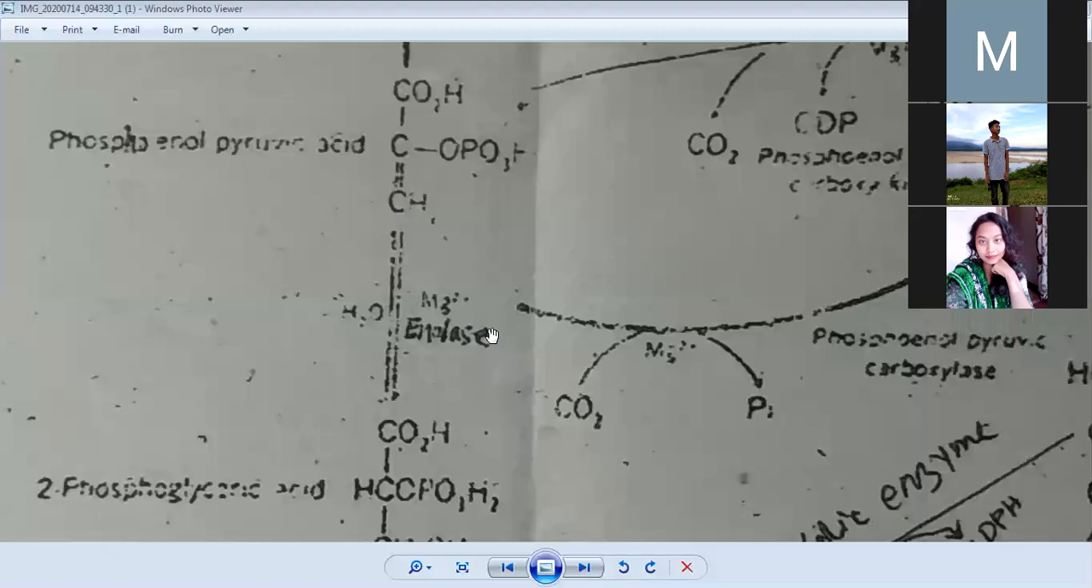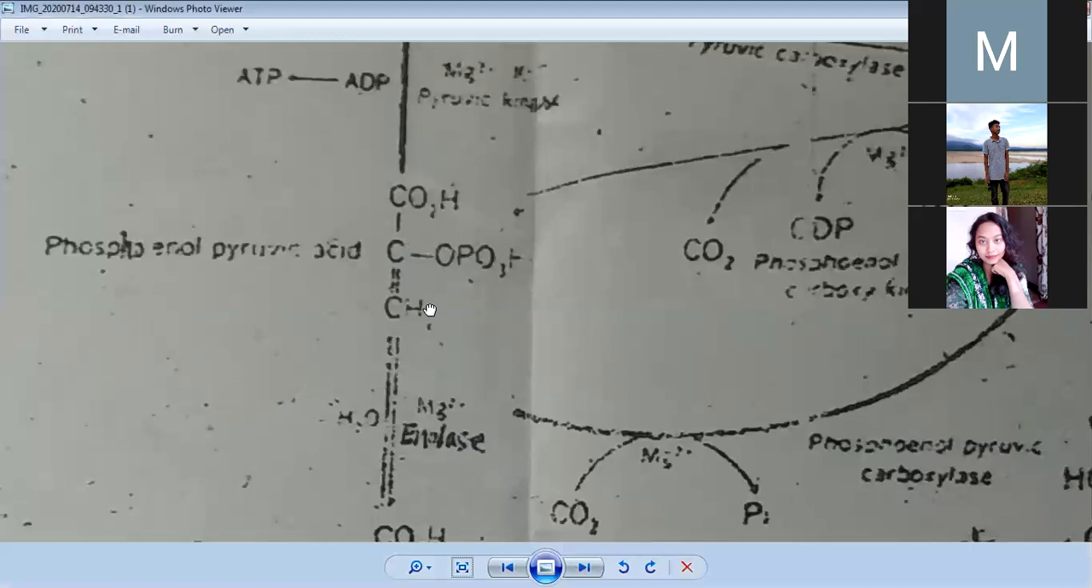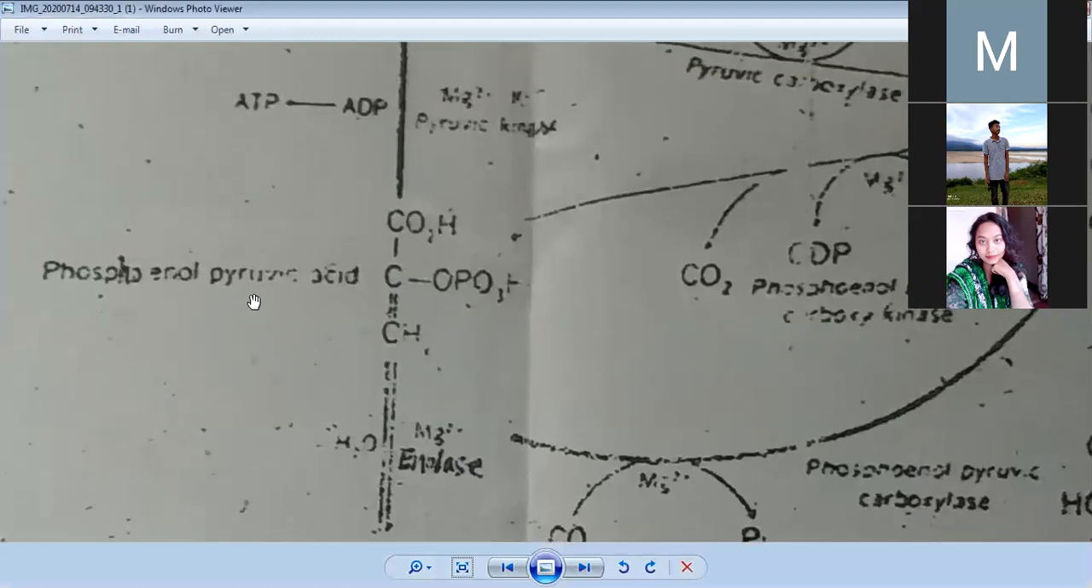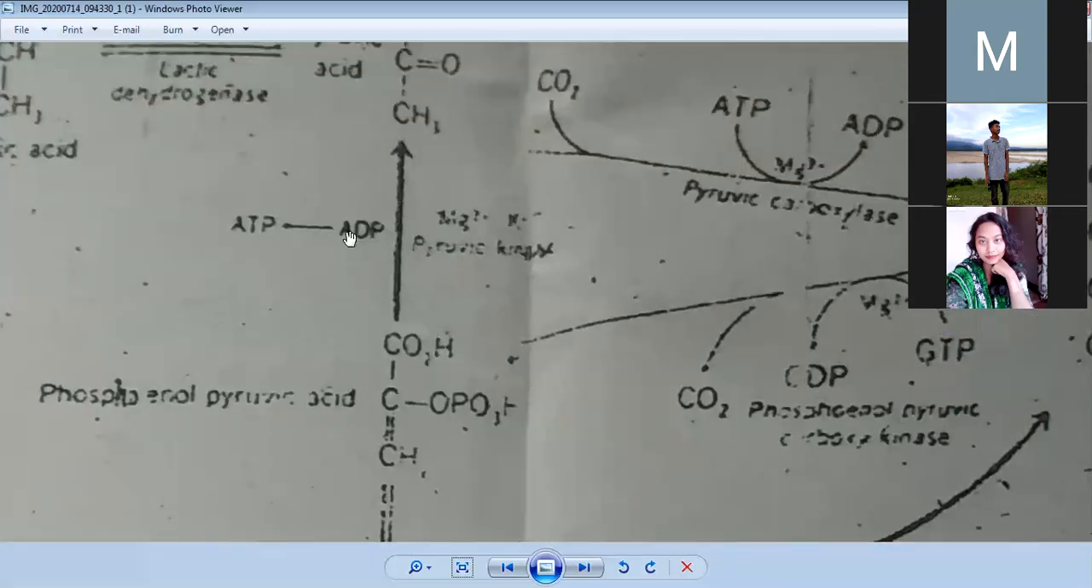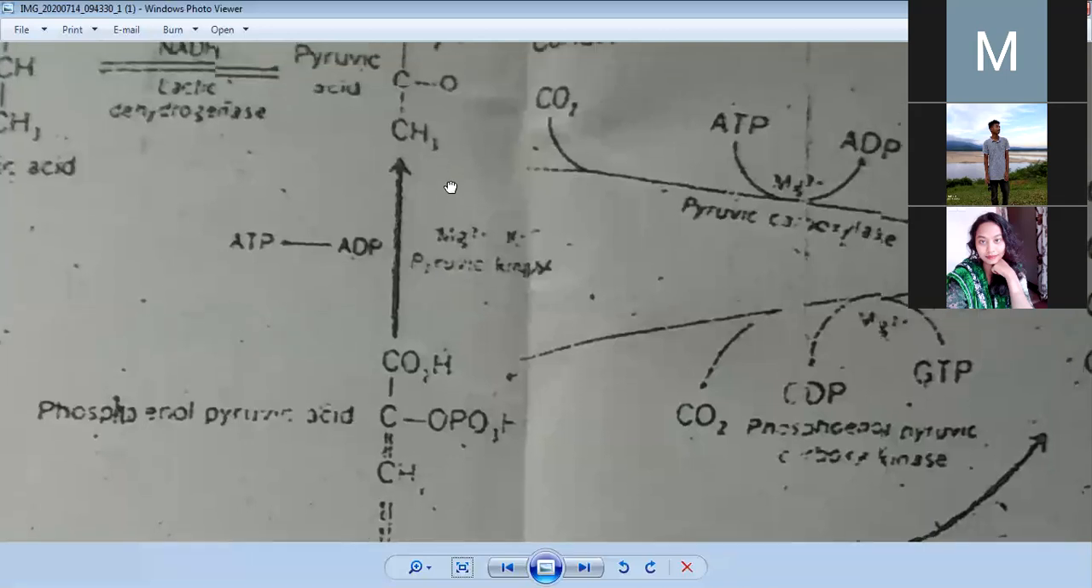Okay, so you can see, this is why the name of this enzyme is enolase. And this carbon double bond will produce phosphoenol pyruvic acid. Why is this phosphoenol? Because you can see there is a double bond here, and here this phosphate group will go out. This phosphate group will go out and join with ADP and make ATP.